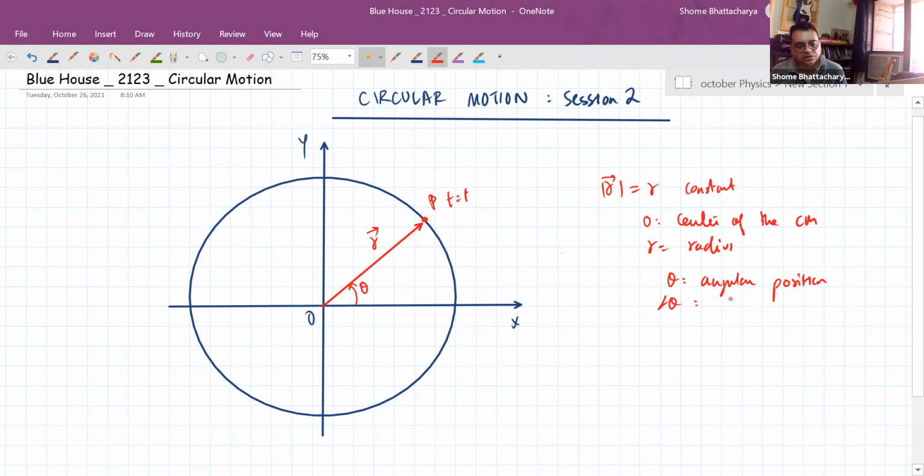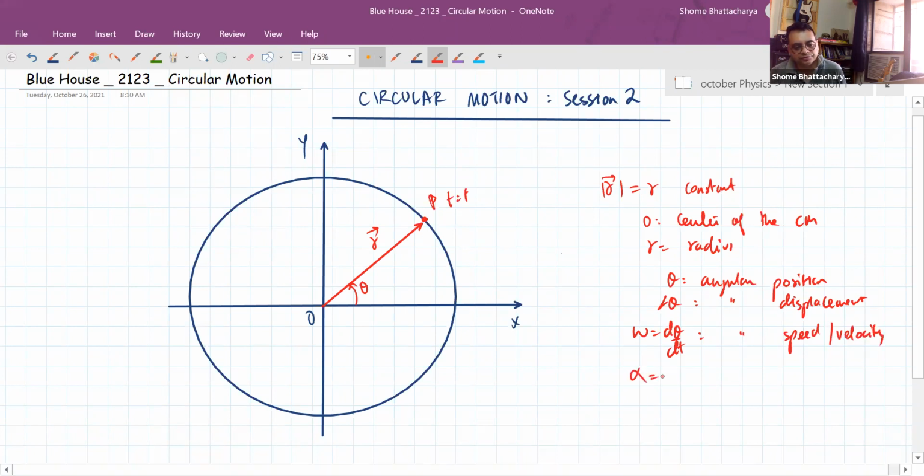Delta theta becomes the angular displacement in any time interval. d theta by dt, or omega, becomes the angular speed or velocity. And this becomes the angular acceleration. So these are the angular variables. That is one important aspect that we had seen.